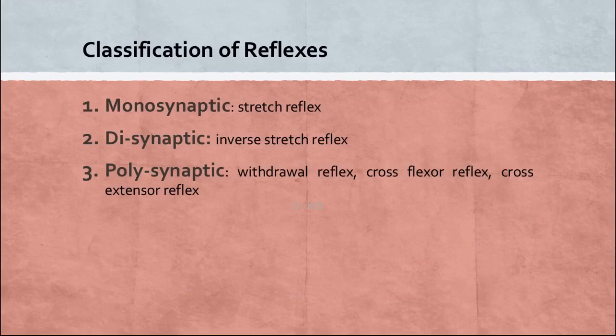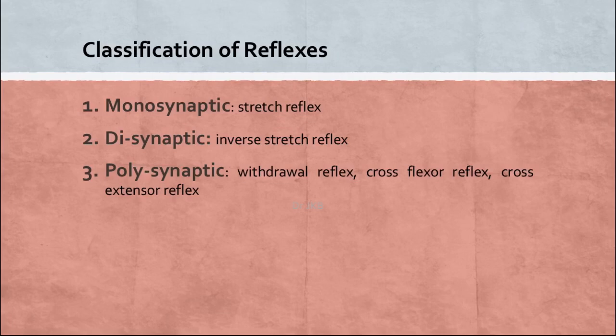Now, this thing is called a reflex. Reflexes have different classifications, and these can be based on the number of synapses. If there is only one synapse, it is called a monosynaptic reflex, and the basic example is the stretch reflex. Like when we hit the knee hammer on the quadriceps femoris, we are stretching the quadriceps femoris tendon, and it makes the quadriceps femoris muscle contract. That is monosynaptic.